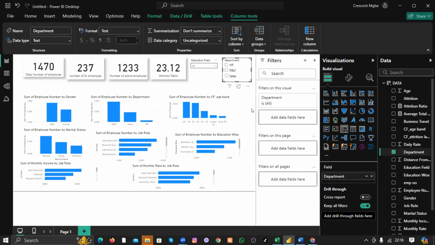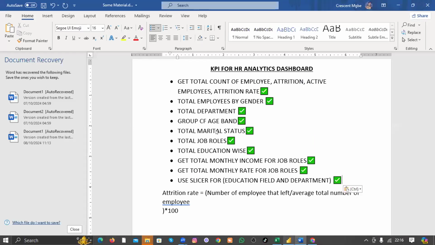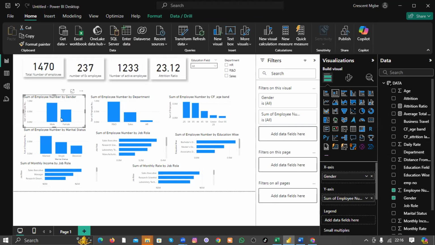So we are done. I think, let me see. We've done everything, and that is it. So it is now left for you to design your dashboard. For this one now, if I want to design it, I have to take out many things.